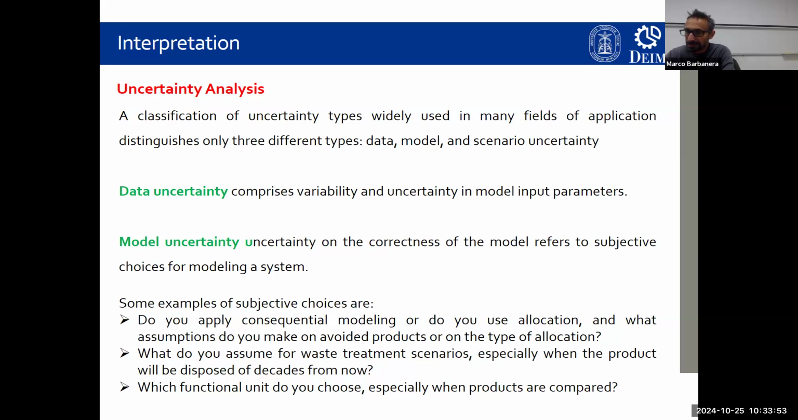Between the model uncertainties, we can find also another type of uncertainty. For example, the uncertainty due to the life cycle impact assessment method used to calculate the environmental indicators. We have seen in the previous lesson, in SimaPro, you have the possibility to select different life cycle impact assessment methods to calculate the environmental indicators.